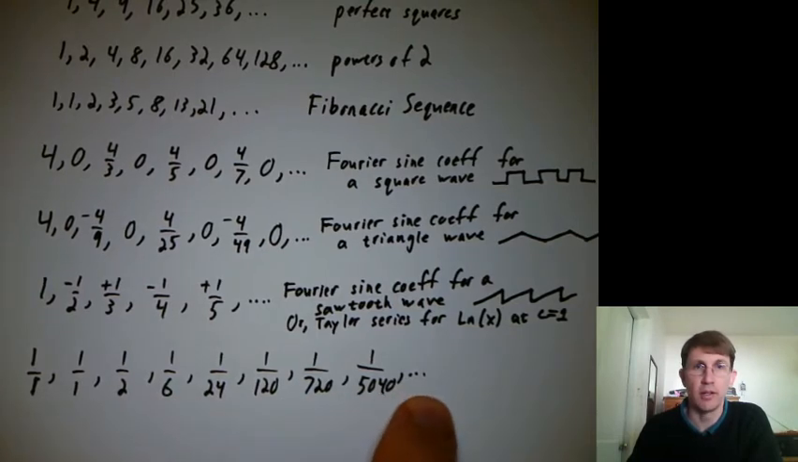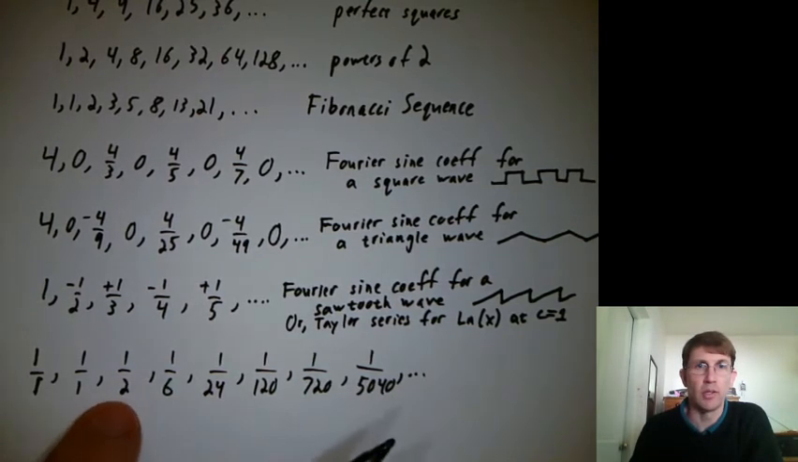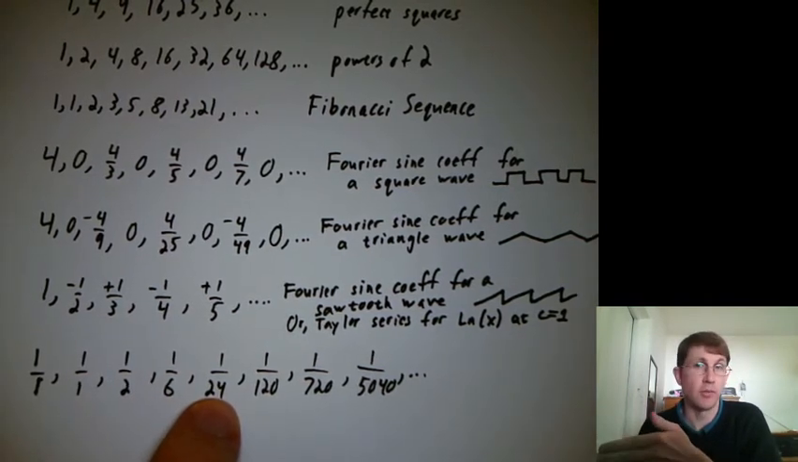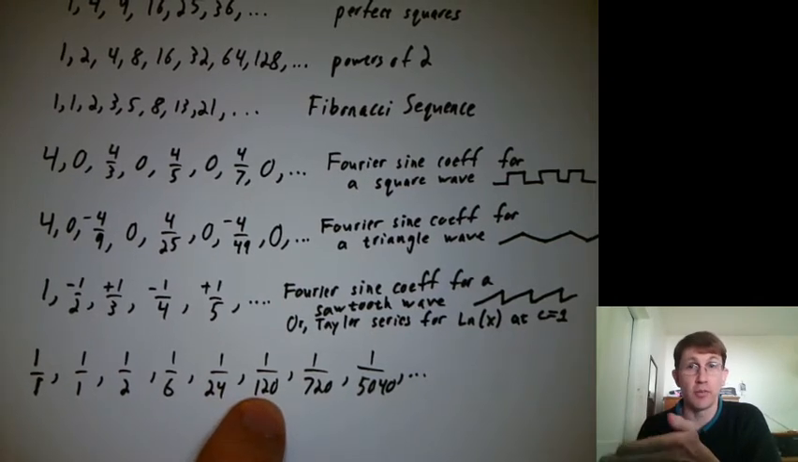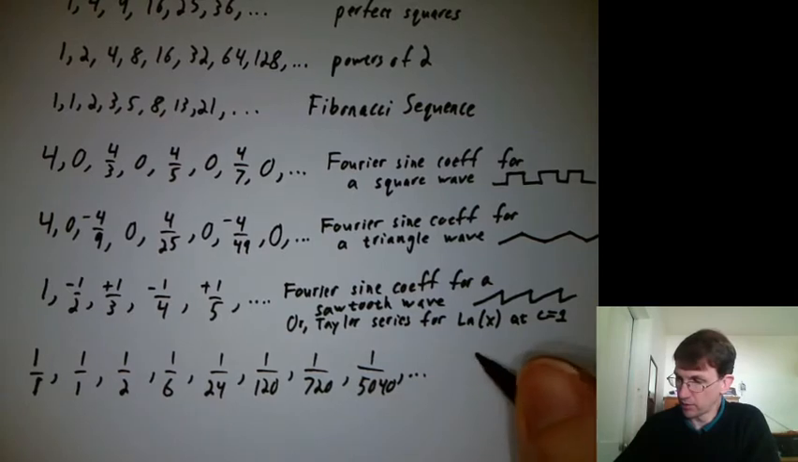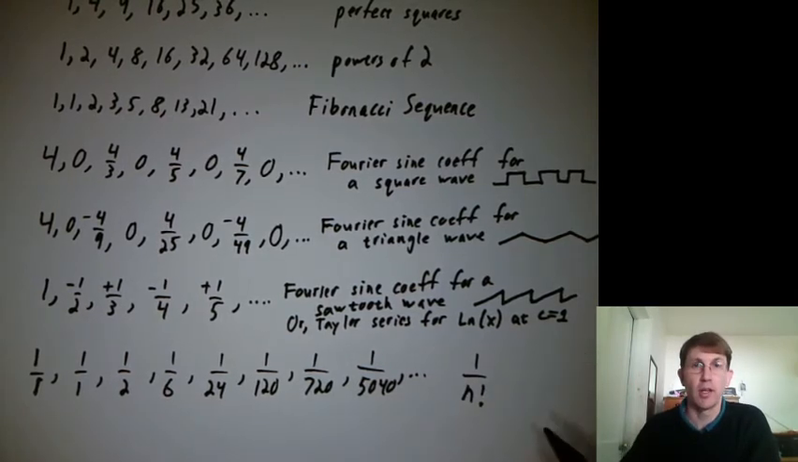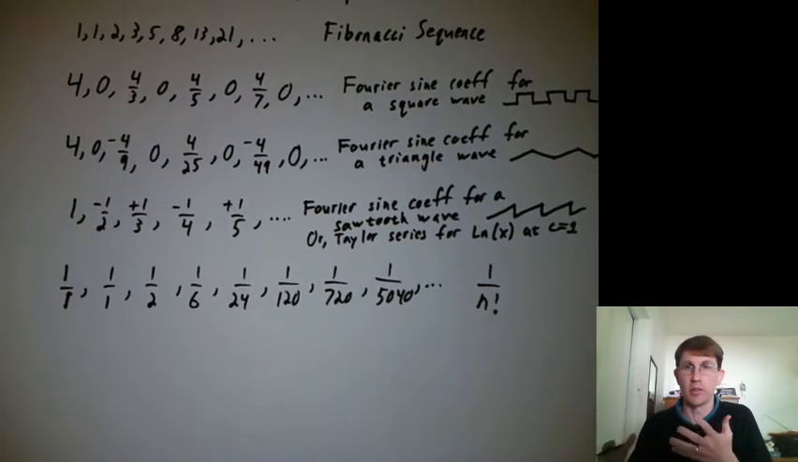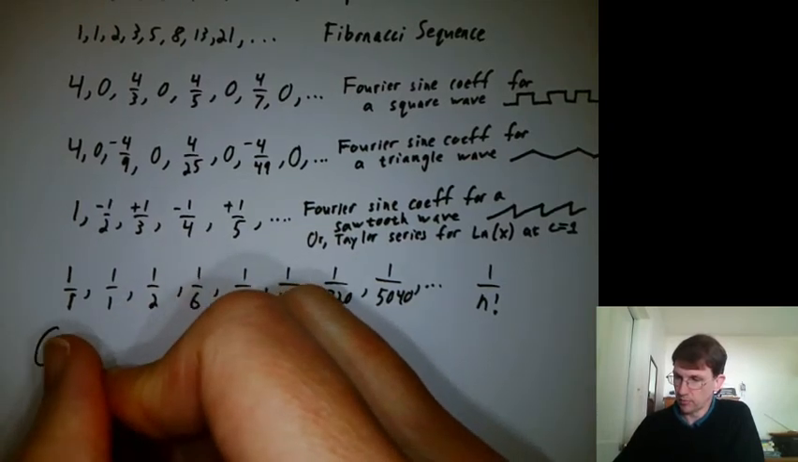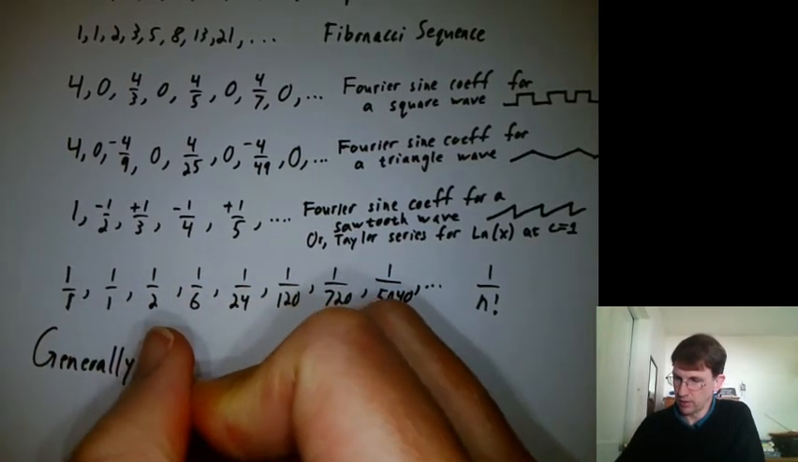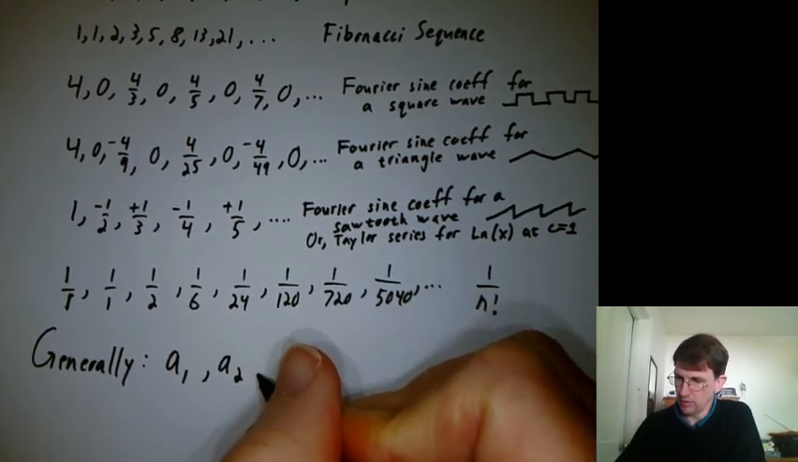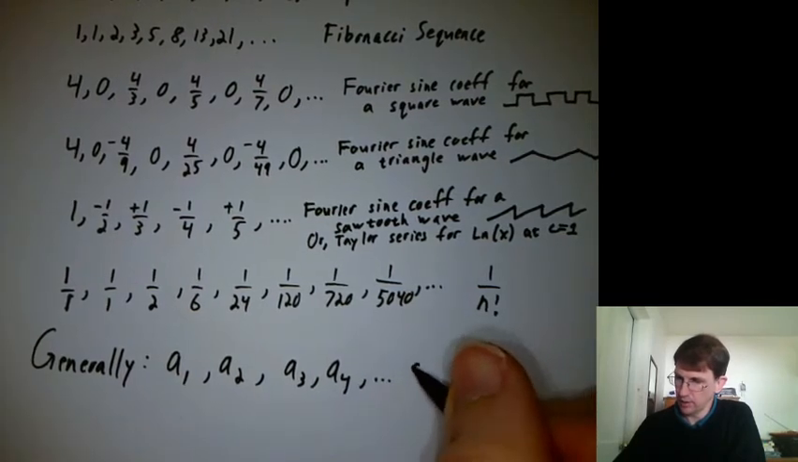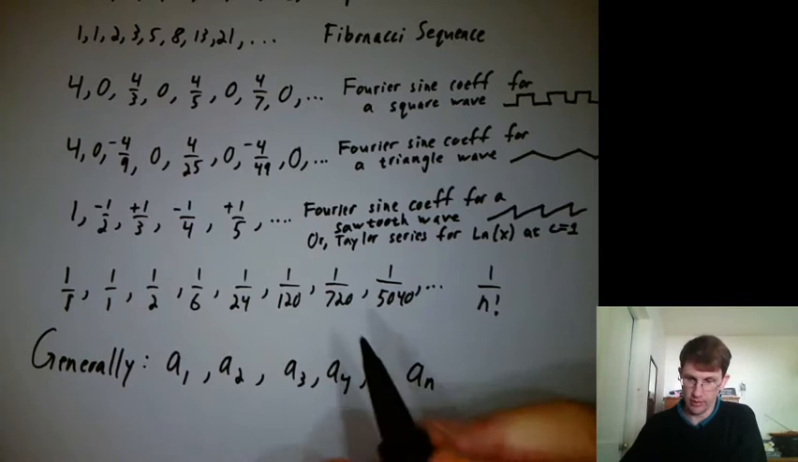How about these numbers? Can you see any pattern here? 1, 1, 2, and then 6 is 3 times 2, 24 is 4 times 3 times 2 times 1, 120 is 5 times 4 times 3 times 2 times 1, so this would just be 1 over n factorial. So generally, if we want to refer to a sequence in the abstract, we would say a sub 1, a sub 2, a sub 3, a sub 4, ... And you might say a sub n out there is the nth term.